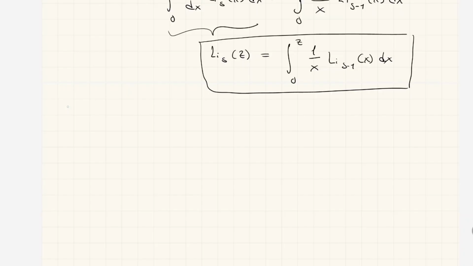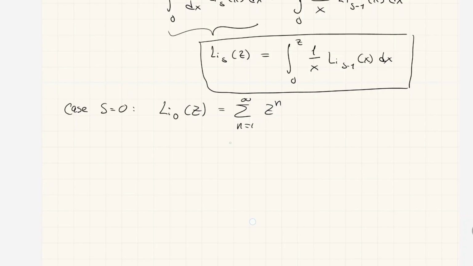polylogarithms. For example, let's say the case when s is equal to 0. What happens if s is equal to 0? We need to calculate Li sub 0 of z. So using the definition, this is going to be the sum from n equals 1 to infinity of z to the n over n to the 0 power, which is 1, which is just z to the n.